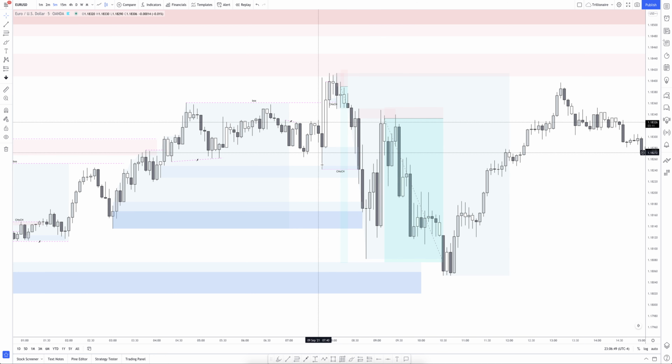Now we did react to this demand zone, so you guys see how price rejects this demand zone and then finally pushes through, and price trades right back to this demand zone. So this was the confirmation entry for the sell, okay?